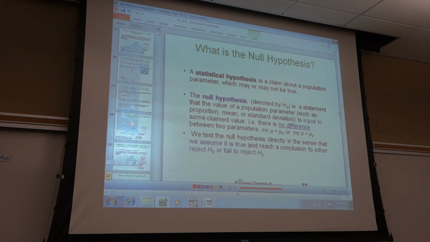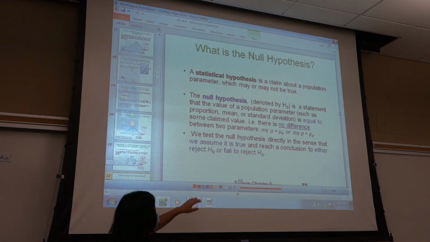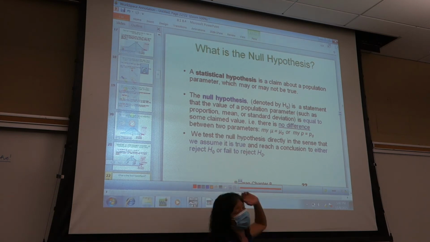We test the null hypothesis in that we assume it's true, and then we take a sample and see, if it's true, do we get something that kind of makes sense, or do we get something that's really weird? And if we get something really weird, then we're going to reject the null hypothesis.